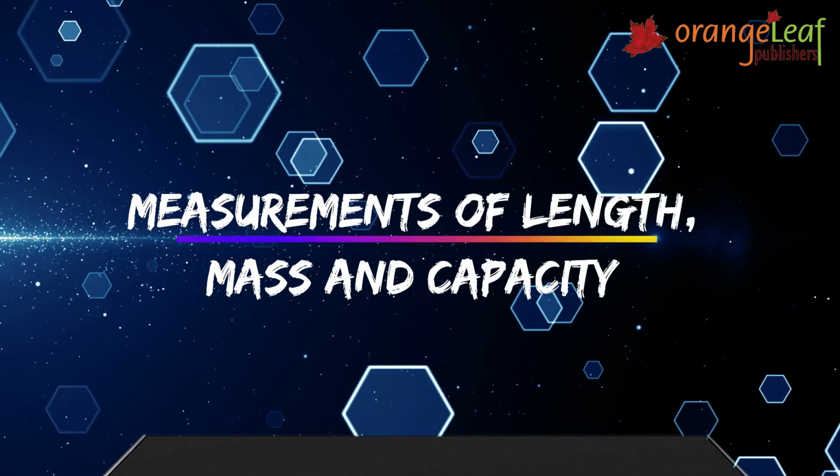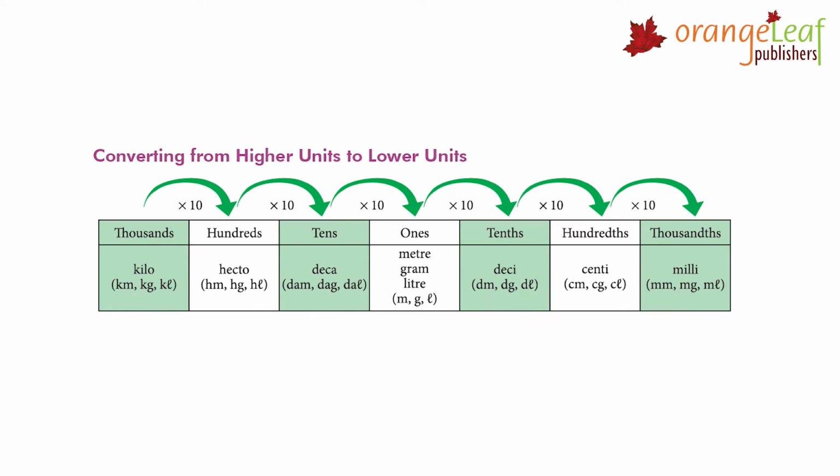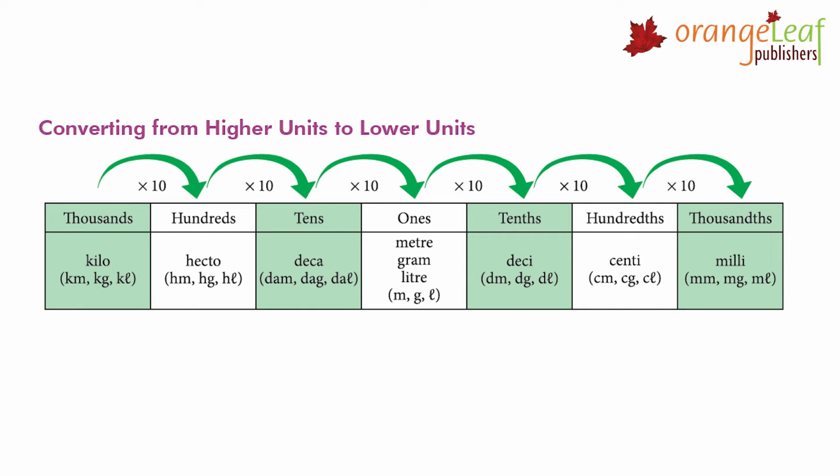Measurement of length, mass and capacity. Converting higher units to lower units. So, have a look at this table here, which shows how we can convert higher units to lower units. To convert higher units to lower units, we have to multiply by 10, 100 or 1000. Here we can see the differentiated units from thousands to hundreds, tens, ones, tenths, hundredths and thousandths.